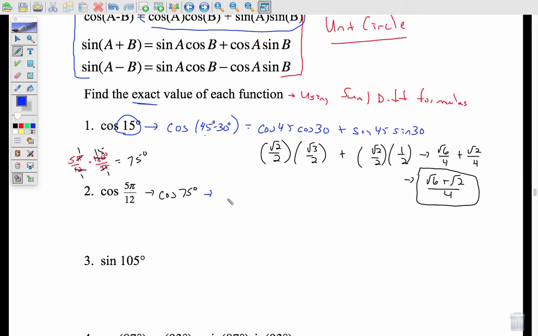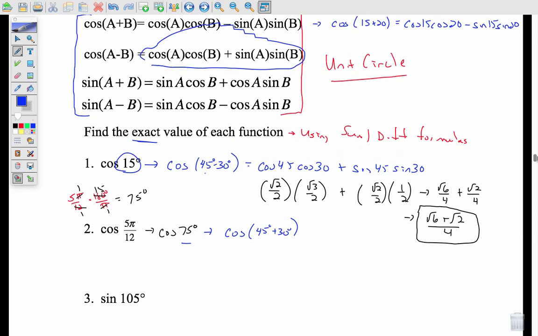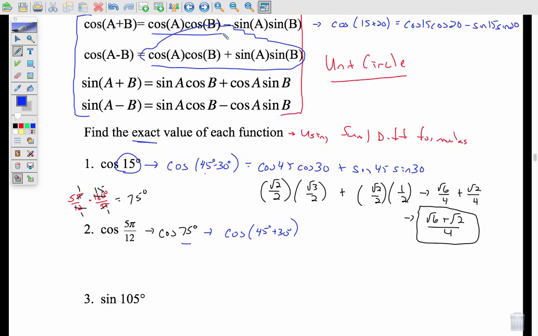Now it should be pretty easy to pick out two angles we could add or subtract from our unit circle. So in this case, we'll do the same thing. We'll do 45 and we'll add 30. So 45 plus 30 does add to be 75. And we can go ahead and expand out into our sum formula, which I'll point out is up here. Cosine A, cosine B minus sine A, sine B. So the cosine of 45 times the cosine of 30 minus the sine of 45 times the sine of 30.